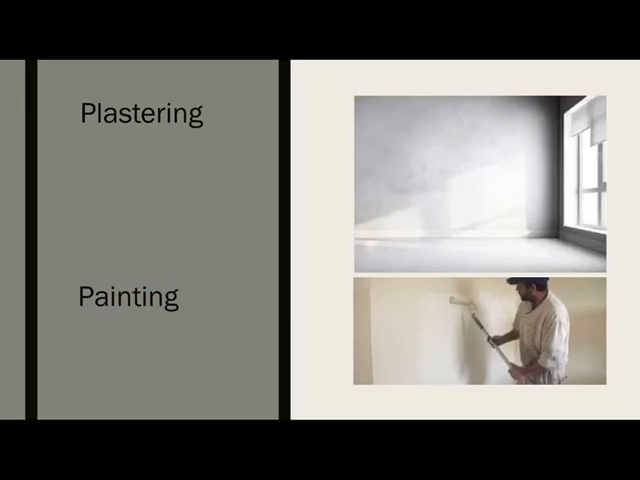Now for plastering, the area of the wall is considered, and along with this the thickness is specified, and the area of painting is equal to the area of plastering.